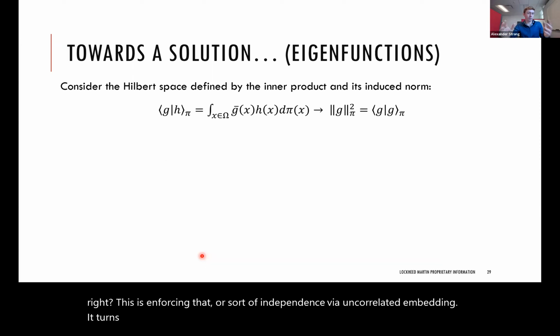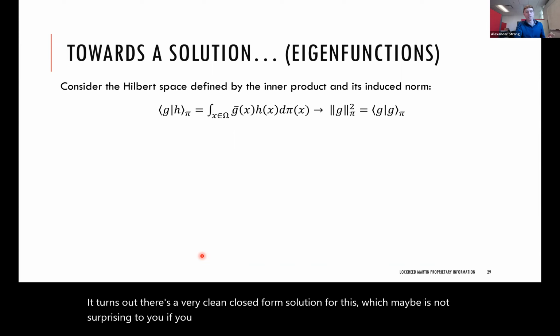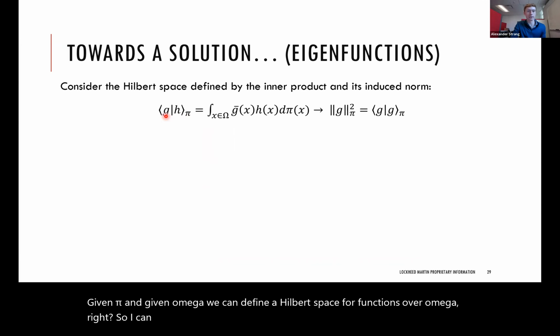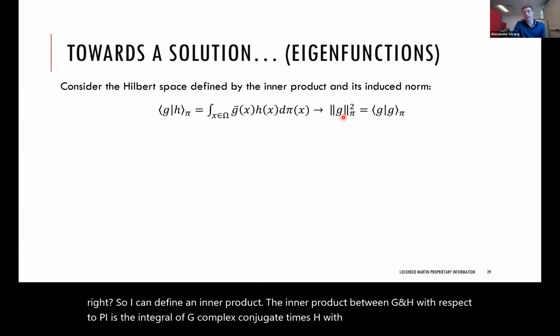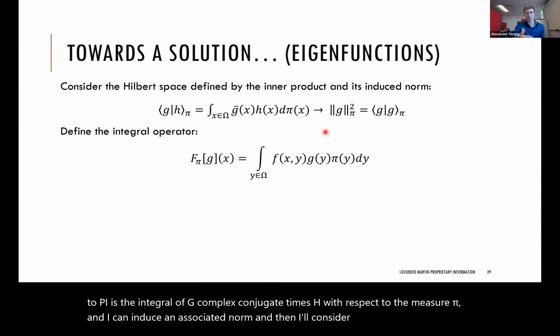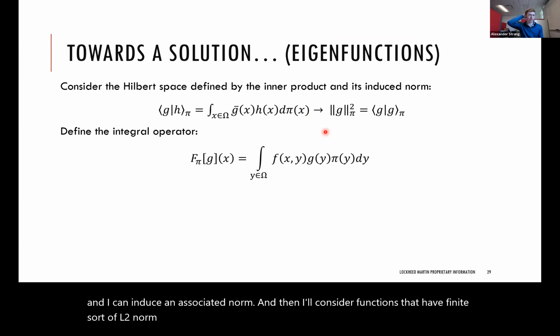It turns out there's a very clean closed form solution for this, which maybe is not surprising to you if you were thinking about the analogy to reproducing kernel Hilbert spaces. Given pi and given Omega, we can define a Hilbert space for functions over Omega. Right, so I can define an inner product. The inner product between g and h with respect to pi is the integral of g complex conjugate times h with respect to the measure pi, and I can induce an associated norm. And then I'll consider functions that have finite L2 norm with respect to this inner product.